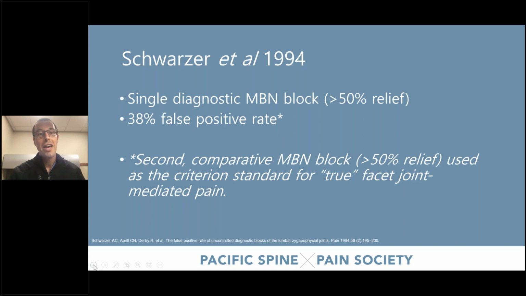So Schwarzer showed that a single diagnostic medial branch block, where a 50% pain relief threshold was used to consider this a positive block, is associated with a 38% false positive rate. This has been confirmed by further science through the years. We'll go to the next slide.